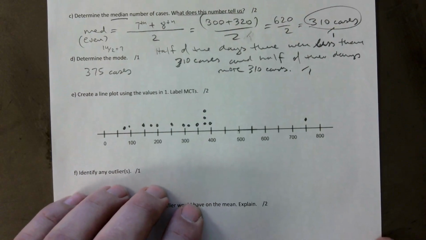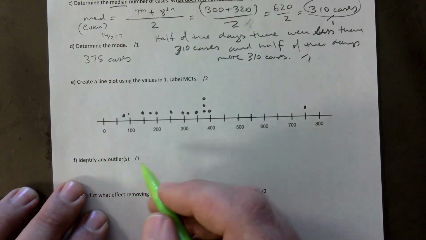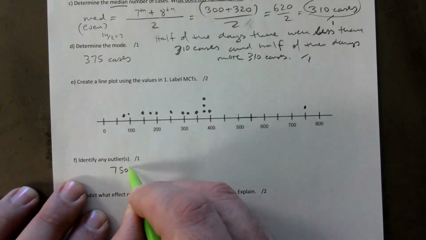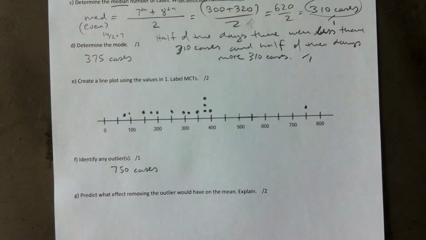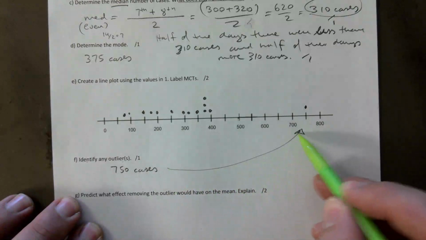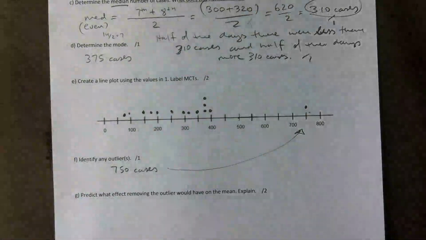What would we call that one? An outlier. 750 cases is the outlier in this case. You can tell it lies outside most of your data points.